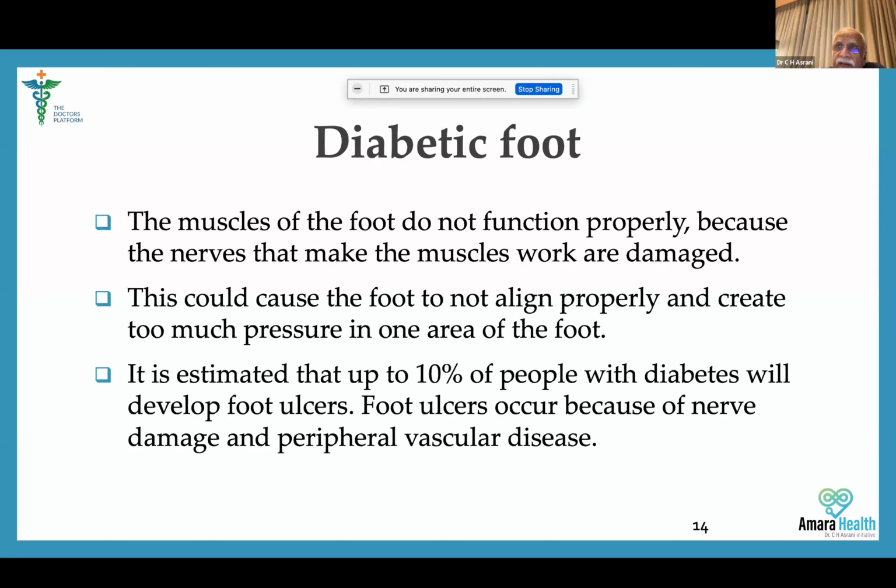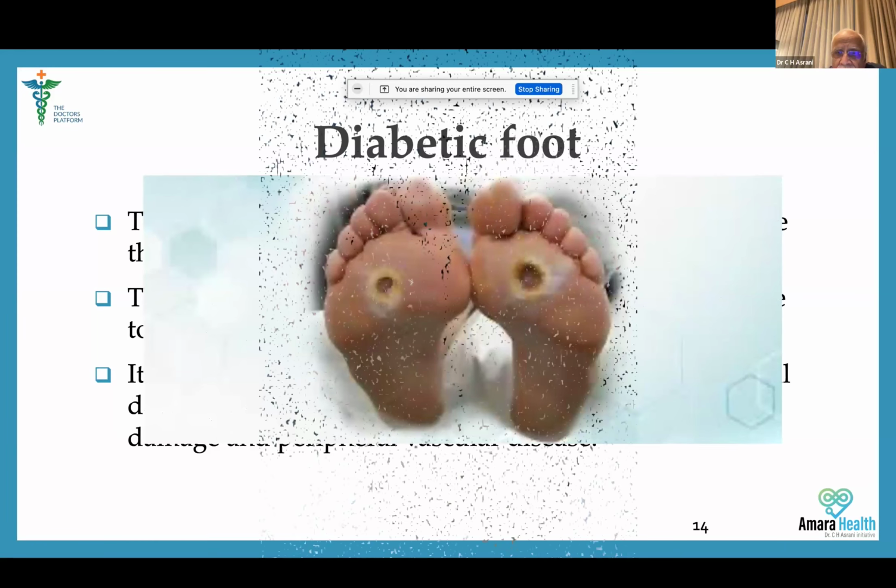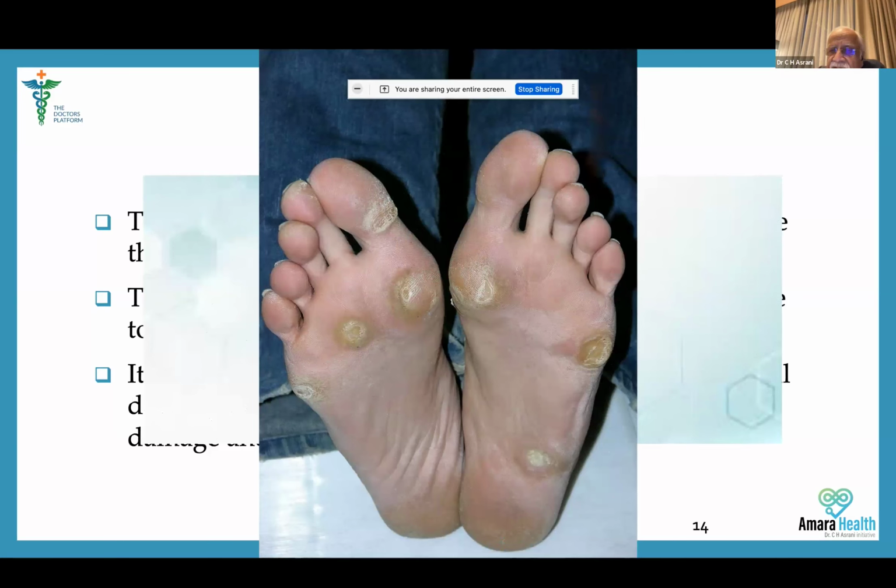Up to 10% of patients with diabetes will develop foot ulcers. 10% is a large number. Foot ulcers occur because of nerve damage and peripheral vascular disease. Look at this. This patient has not realized, and these are pressure ulcers because of incoordinated walk. Look at this. These are callosities because of incoordinated walk and neuropathy. This patient gradually will start getting ulcers without realizing.